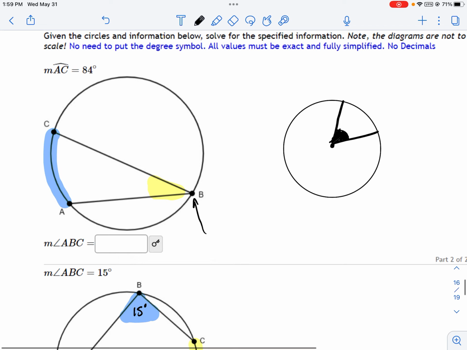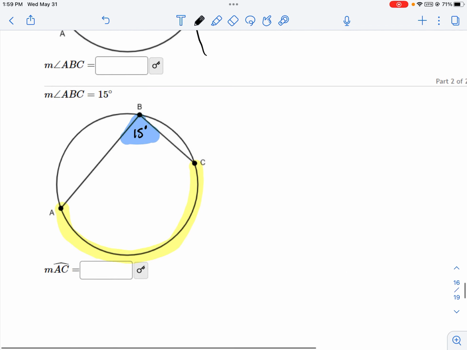Now, the relationship is that whatever the angle is, all we need to do is double it to get the arc. So if the angle is 15 degrees, double 15, we get 30 degrees, and that is the arc.